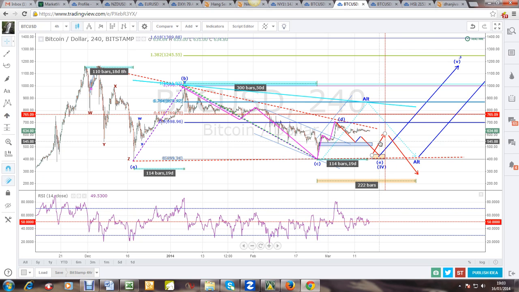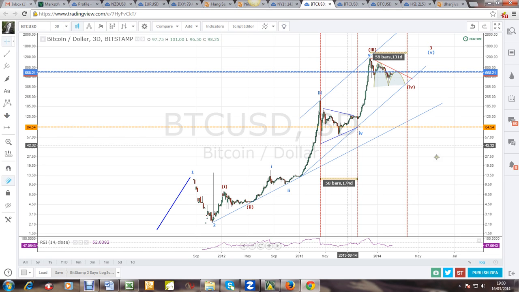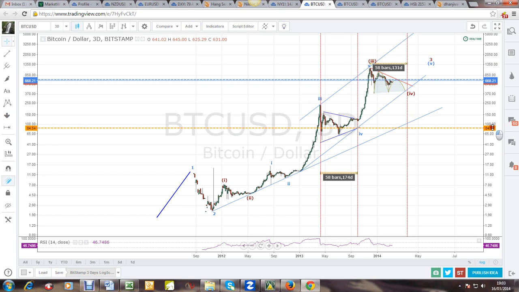Okay, so my preferred scenario, so this is the possibility, by the way, something you keep in your mind, is a possibility, but my preferred outcome is that we have a symmetrical triangle and it's happened in a wave 4 formation. So on a larger time frame, this is what it looks like. This is a larger time frame. It's a daily chart. Well, maybe it's a three-day chart.